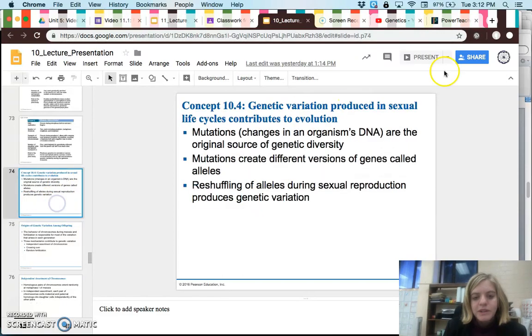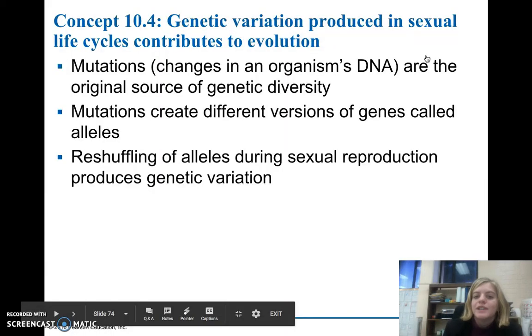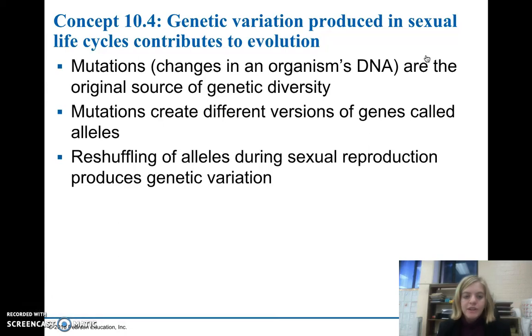So in this lesson, we're going to talk about how genetic variation occurs and why meiosis is so important to increasing the genetic variation of our population. We know that all original sources of genetic diversity stem from mutations in an organism's DNA, because these mutations end up creating different versions of genes, which we call alleles. So alleles are the different versions of our genes.